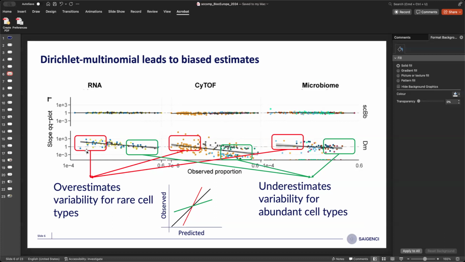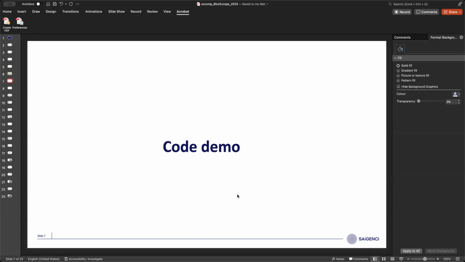And that's what we plot in the y-axis. The different colors are different data sets, and each point is a cell type. Each data set has several cell types we are modeling. We would hope the slope to be 1, and that's the case for our distribution. But for the Dirichlet multinomial, you can see that it has a bias. So again, it is overestimating and underestimating, depending on whether it's rare or abundant cell types. Good, so that's the basic properties of the model.